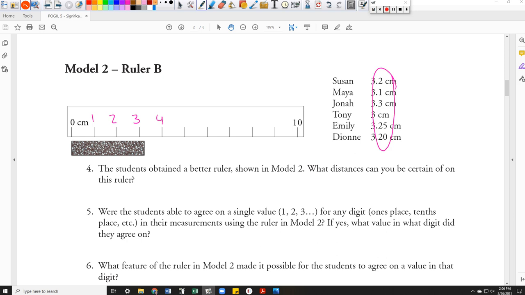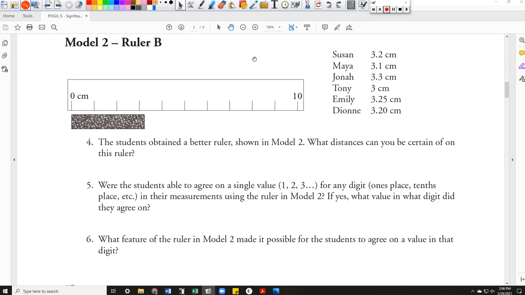Who is obviously wrong in their answer choice? Why is Tony obviously wrong? He goes a little bit beyond 3, so it can't be exactly 3. All right. Number 6, what feature made it possible for the students to agree on the value? The marking of each centimeter. I love how you just said that. The marking of each centimeter. So you can say the ones place value. So each 1 centimeter markings were added to the thing.